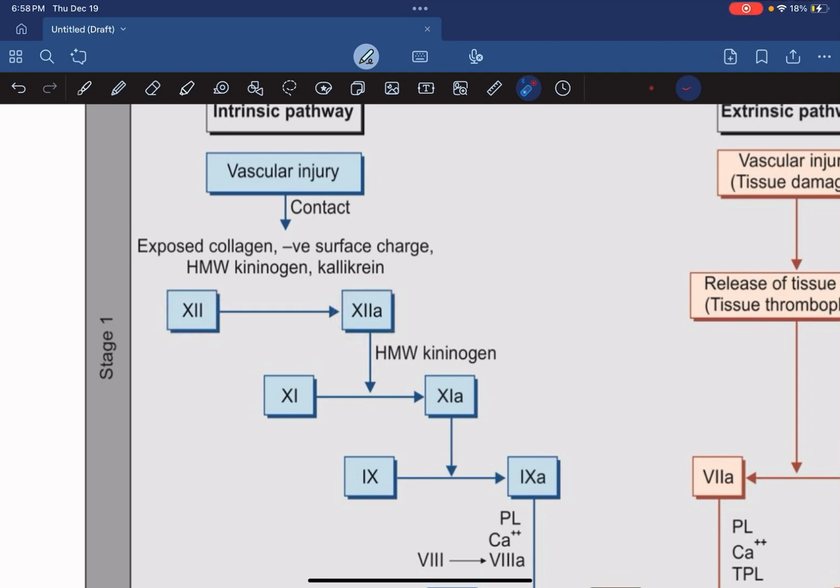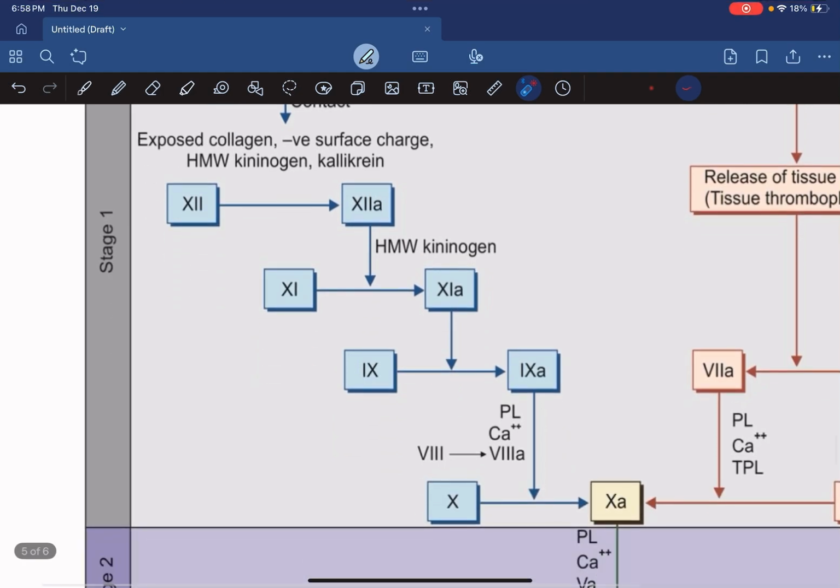Then we have the activation of factor 11, which becomes factor 11A with the help of high molecular weight kininogen along with factor 12A. Factor 11A then helps in the activation of factor 9 to factor 9A, which is also accelerated by calcium along with factor 11A. Then we have step 4, which is the final step of this stage, known as the activation of factor 10A.